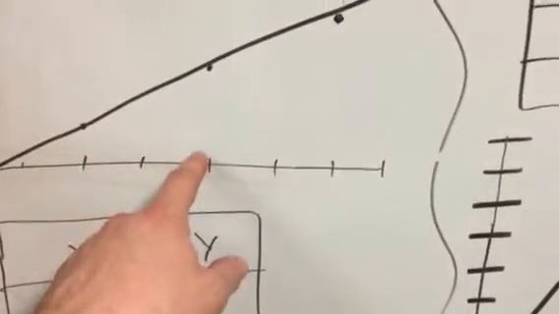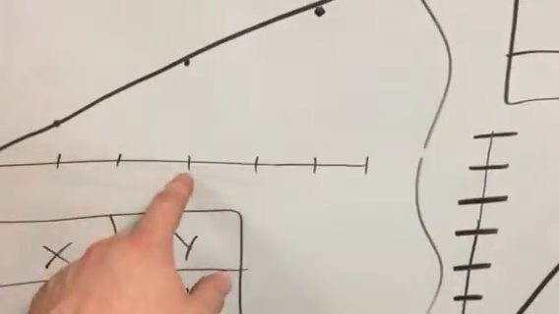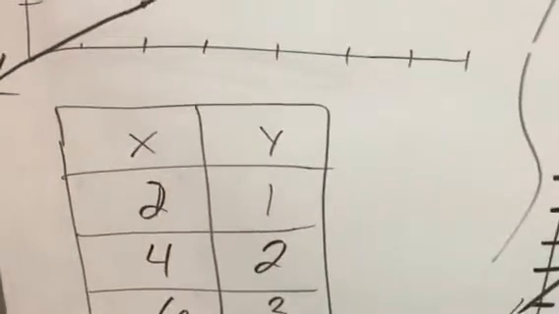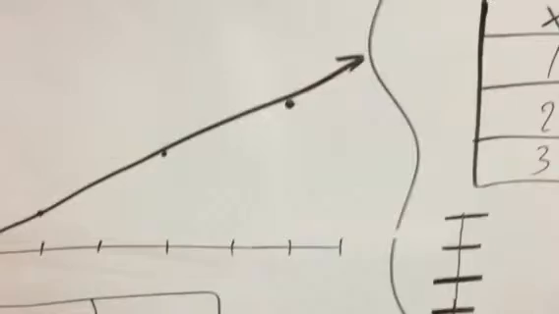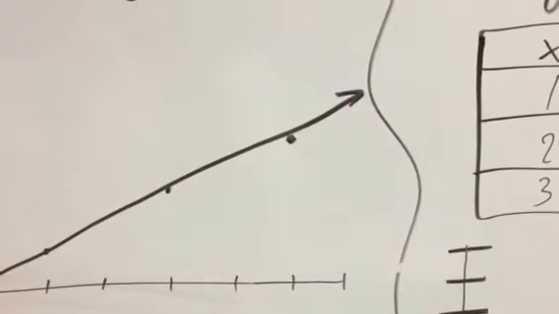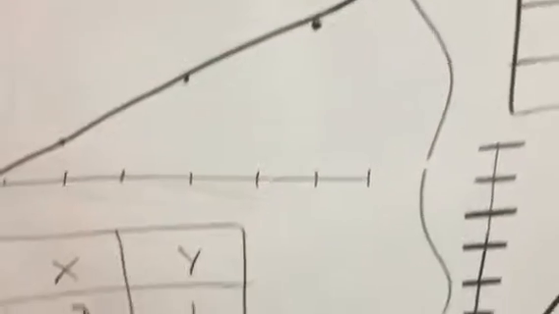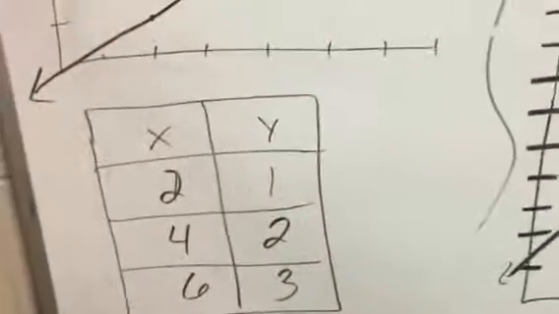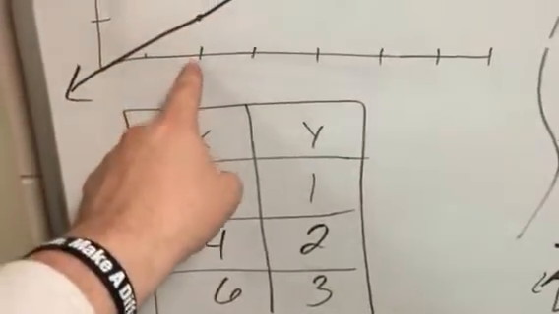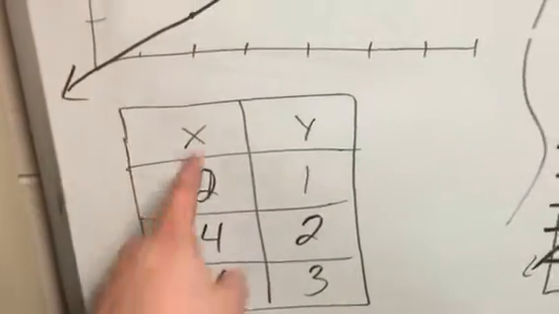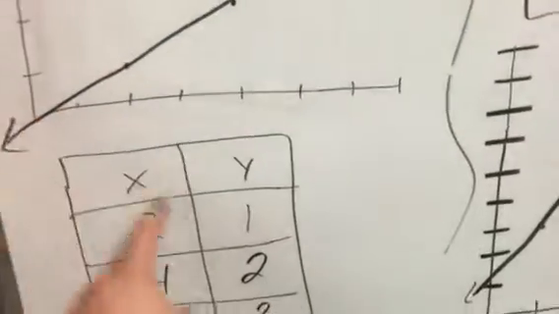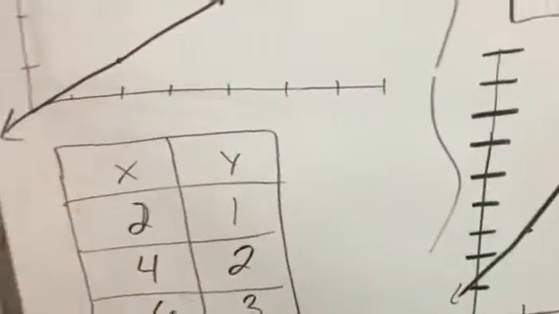Here's another point right here. It's at 1, 2, 3, 4, 1, 2. So at 4, 2. So I put that right there. The third point is over here at 6, 3. So I put it over there. All I'm doing is looking for where the points are on the x-axis, and that goes in this column, and where the corresponding point is on the y-axis, and that goes in this column.